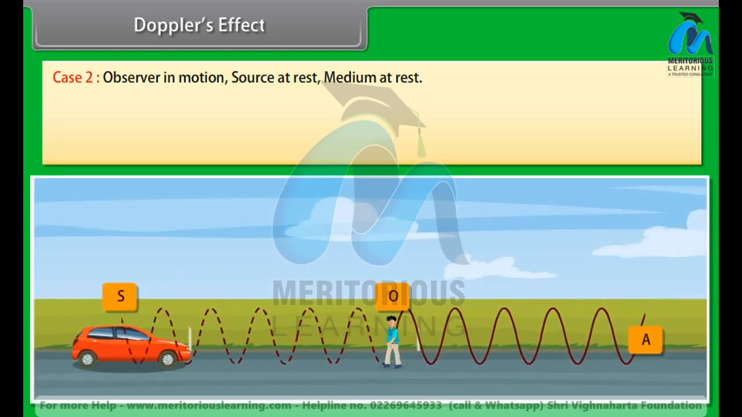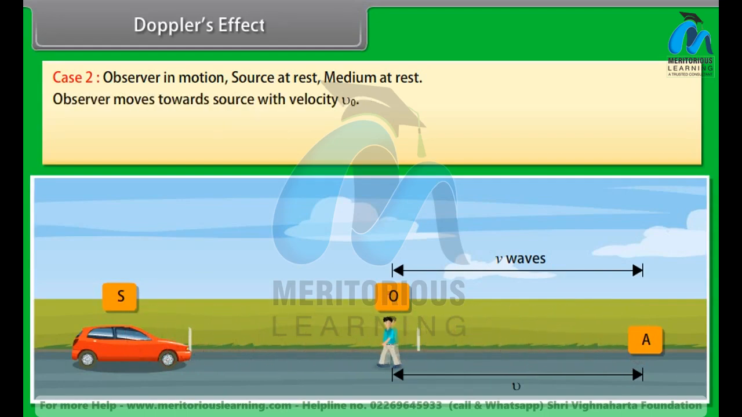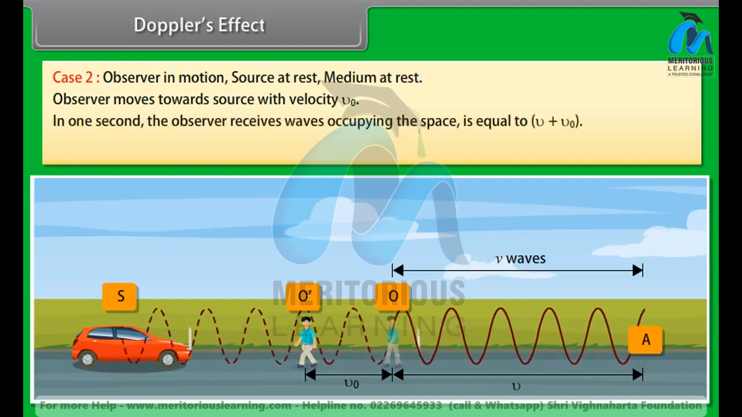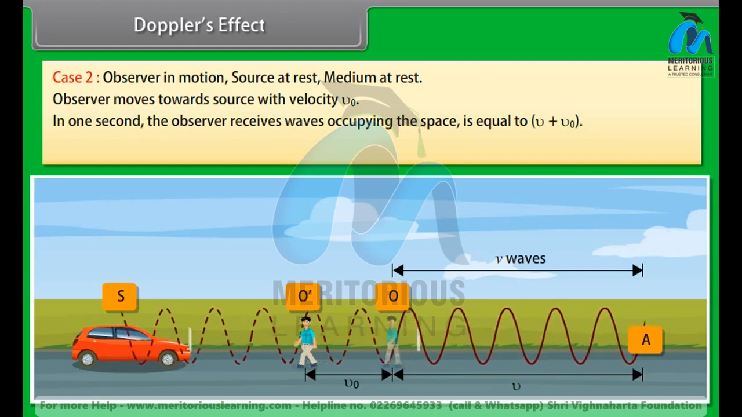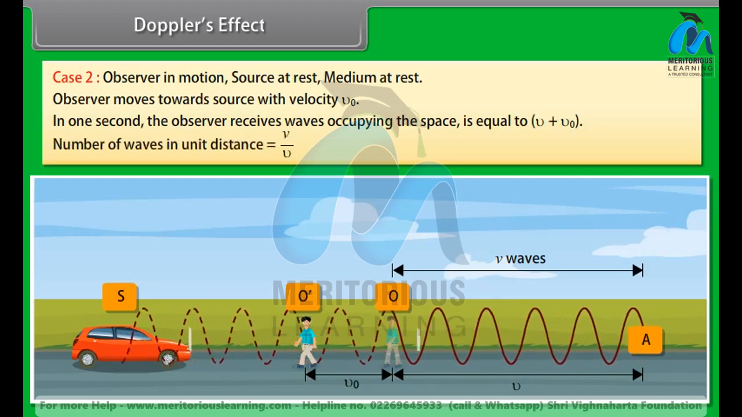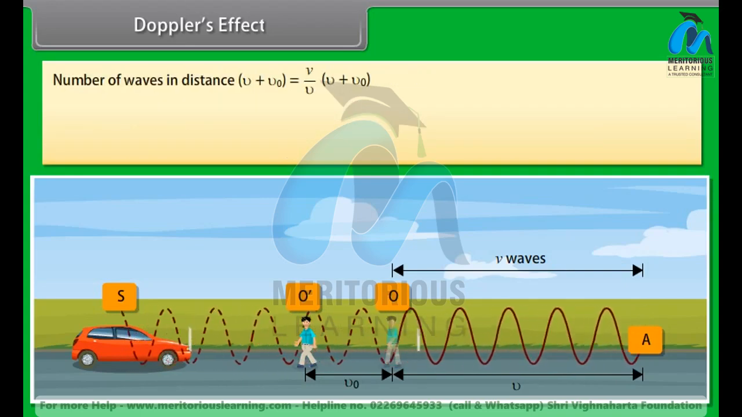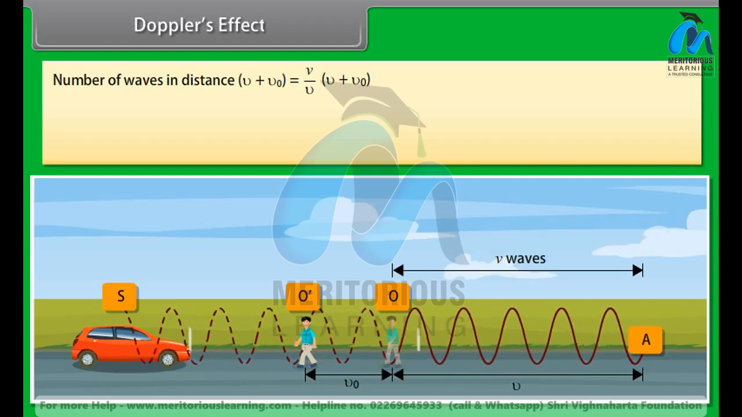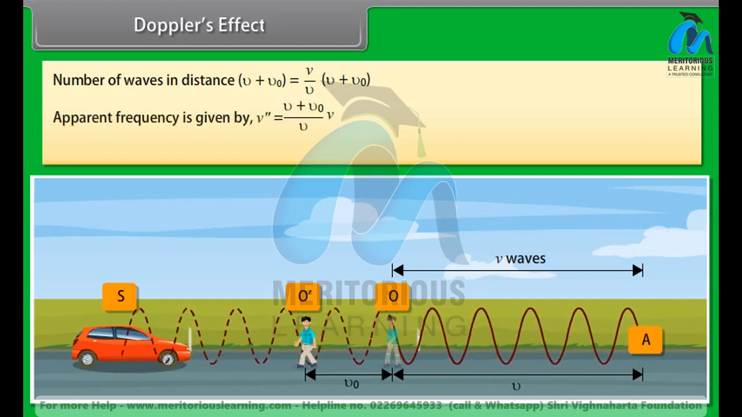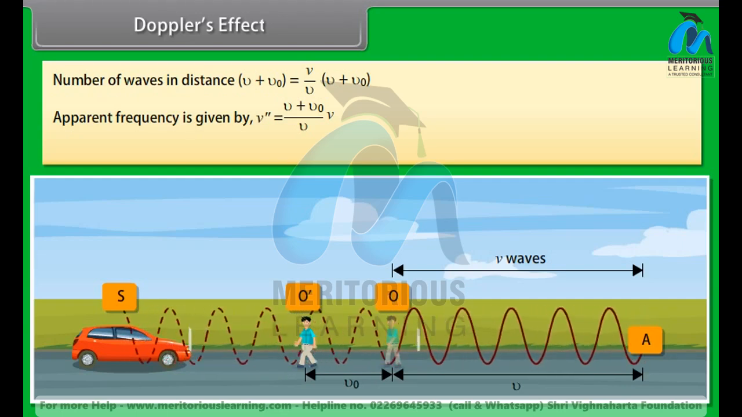Case 2. Observer in motion, source at rest, medium at rest. The observer moves towards the source with velocity v0. In 1 second, the observer receives waves occupying the space equal to v plus v0. Number of waves in unit distance is equal to nu upon v. Number of waves in distance v plus v0 is equal to nu multiplied by v plus v0 upon v. Apparent frequency nu double dash is equal to v plus v0 upon v multiplied by nu.